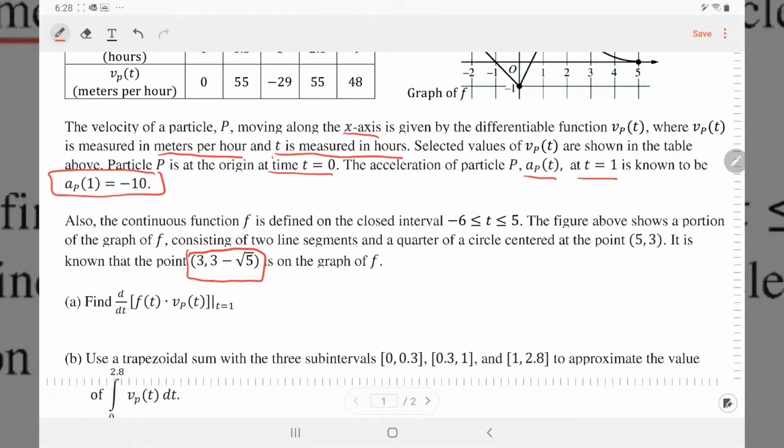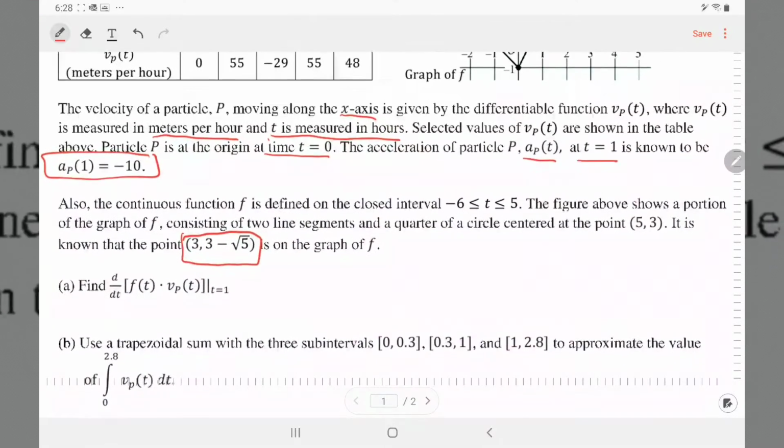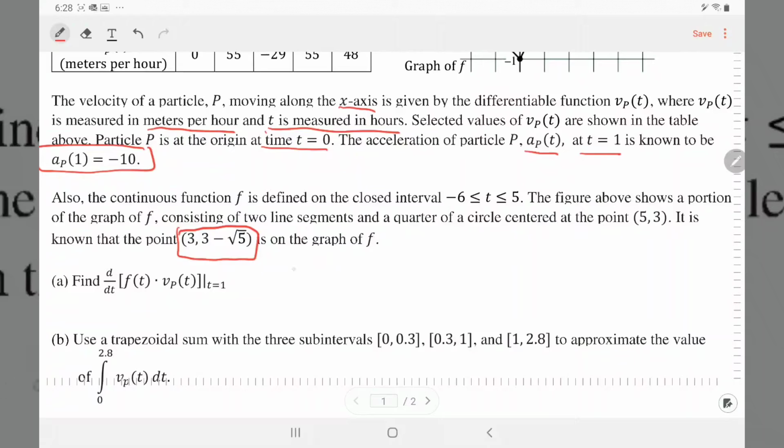That means the derivative. Okay, so I'm going to try to write small so I can fit this. So d/dt of f of t times v_p of t. I should use the product rule. I'm not putting the t equals 1 because I'm not substituting that in yet. So first times the derivative of the second plus the second times the derivative of the first. And then it wants me to substitute in t equals 1.